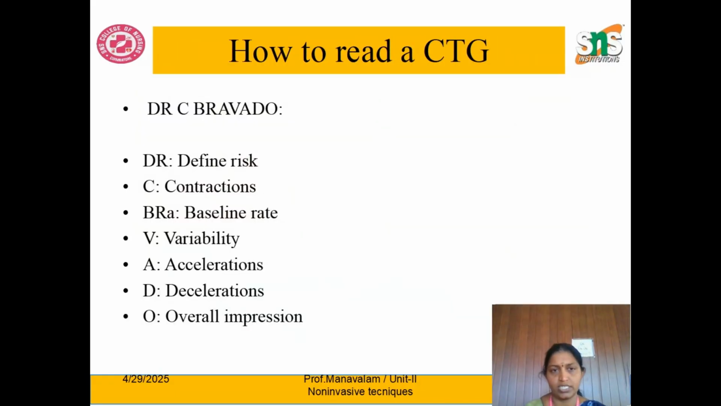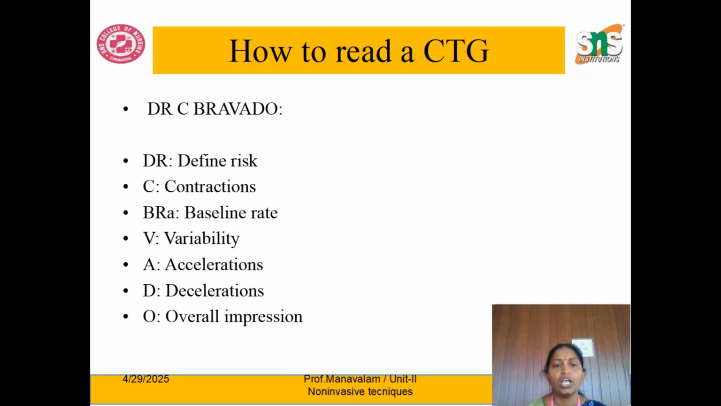How to read this CTG? We use the acronym DR C BRAVADO. Here DR explains that we are defining the risk that is found through monitoring of the CTG. C indicates the contraction. BRA indicates the baseline fetal heart rate. V indicates the variability present in the fetal heart rate. A indicates an acceleration of the fetal heart rate from the baseline, based upon the uterine contraction.